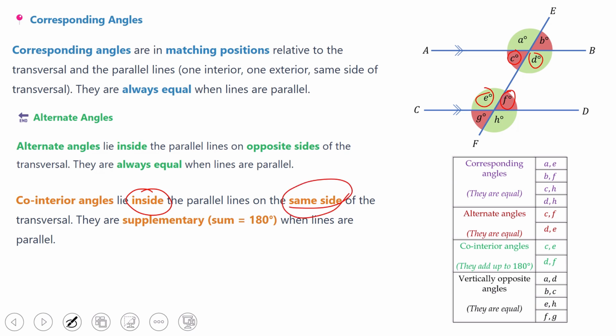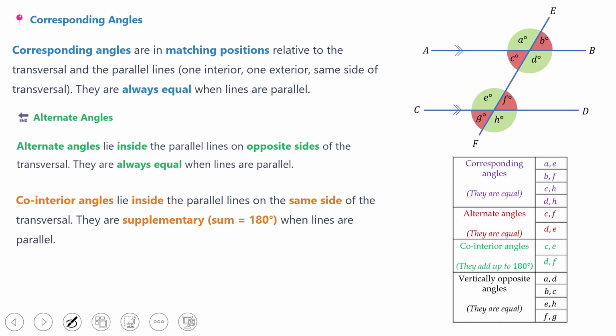So in this case, it will be C and E. They are on the same side of the transversal line. So this is an example of co-interior angles. Then we can also have the D and F. So this is also a co-interior angle. So we have the D and F.